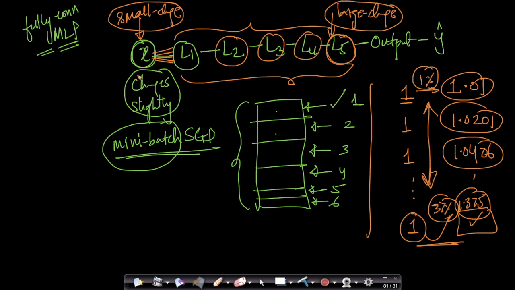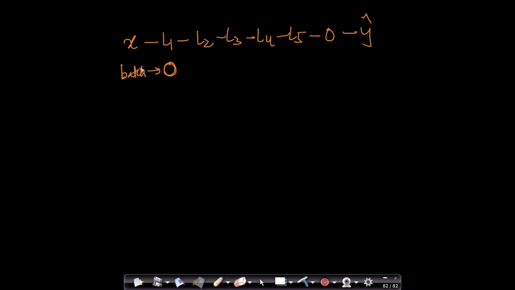Look at it from the perspective of a neuron in L5. Let's look at the world from here: you have X, L1, L2, L3, L4, L5, the output and Y hat. Let's take a neuron in L1. I get a batch input to this, basically a set of examples, which is what I call my mini batch.